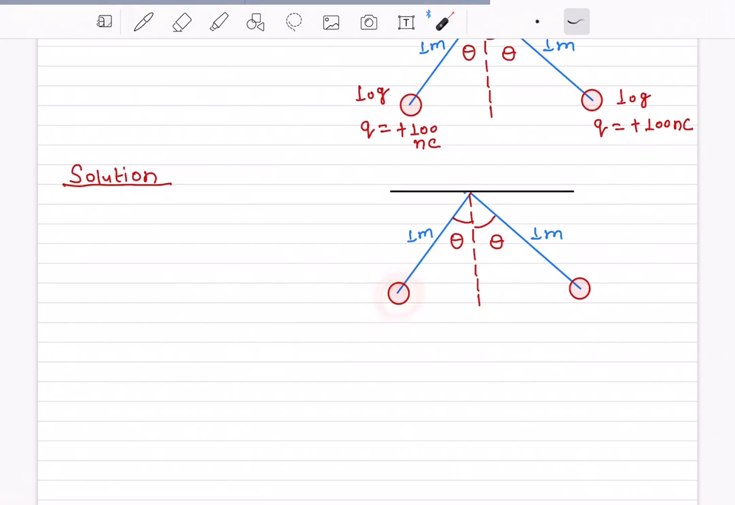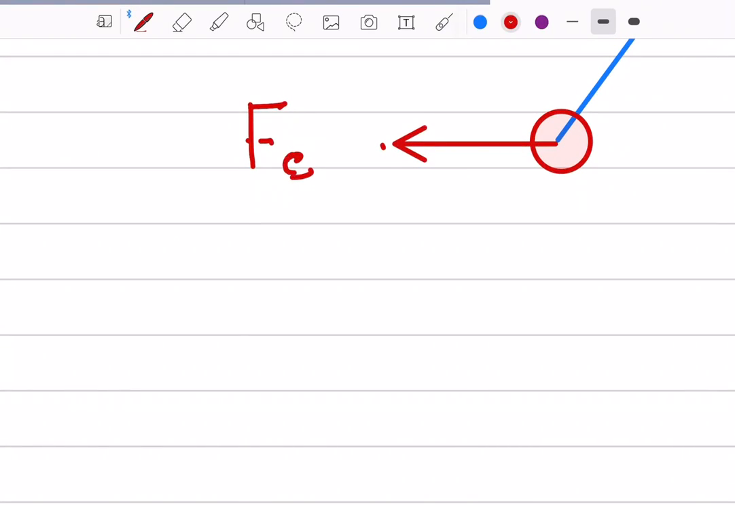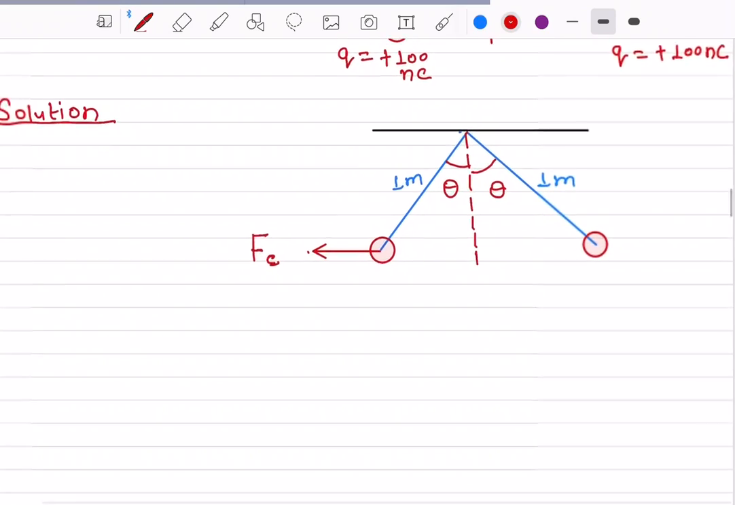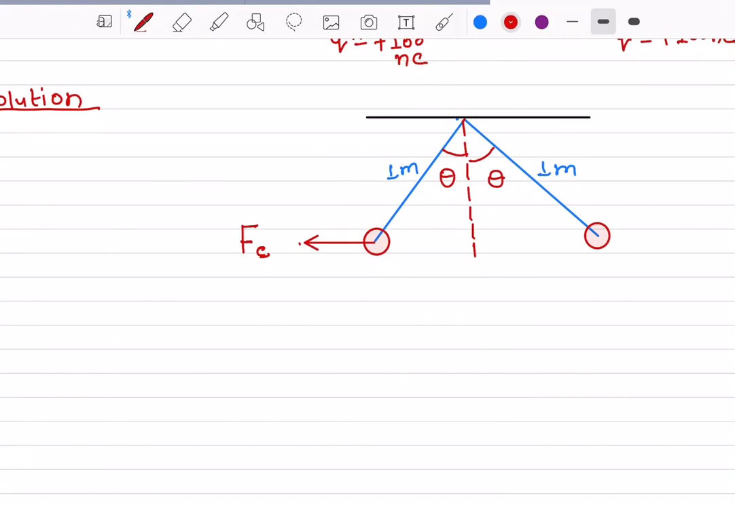Okay, so how are we going to find it out? First, let's think about all the forces that are acting on this charge here. These two charges are positive charges, so they repel each other. So the one force that acts on this charge is the Coulomb force. The Coulomb force will be in this direction because they repel each other. I'm calling this Fc, the Coulomb force.